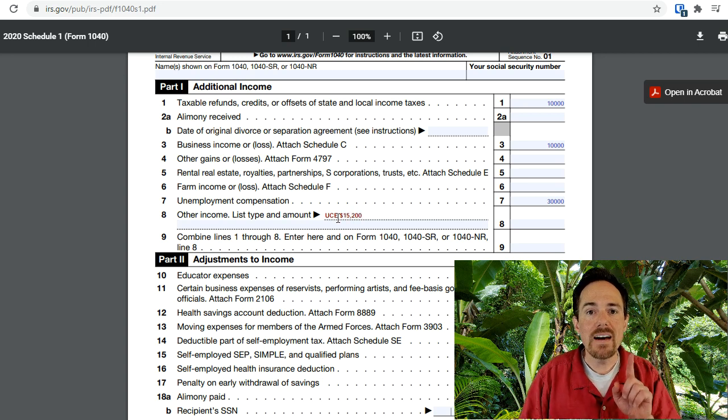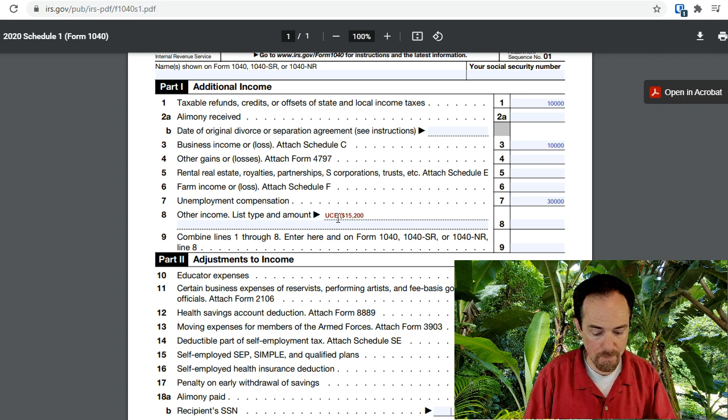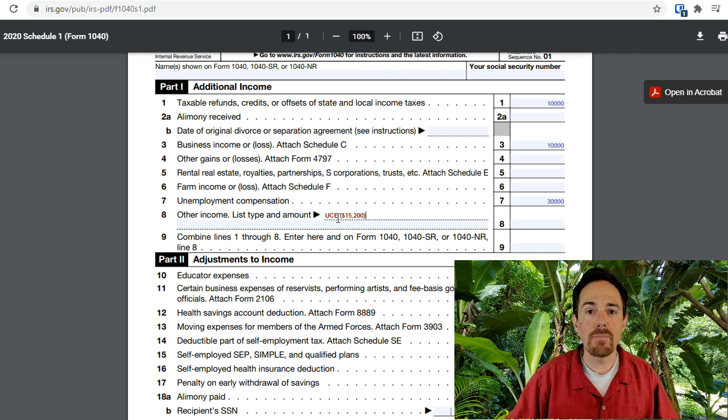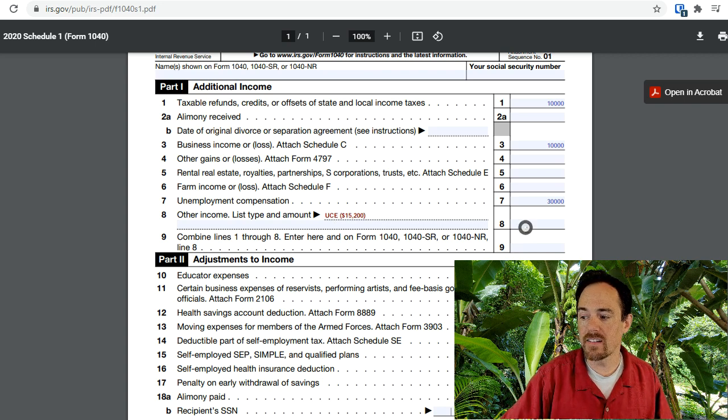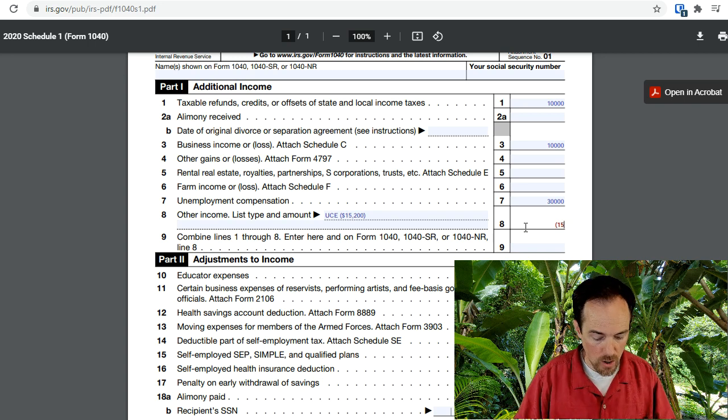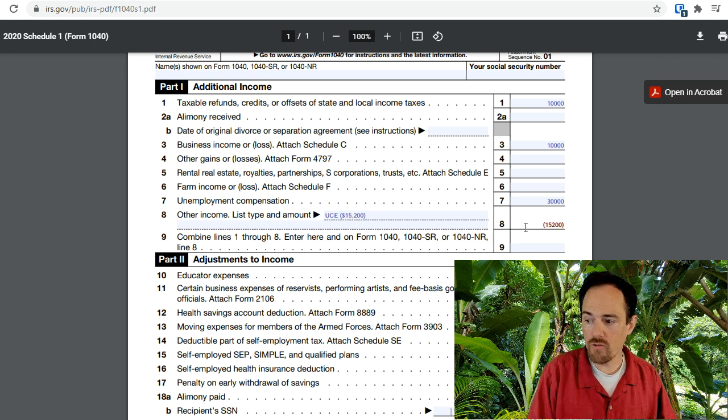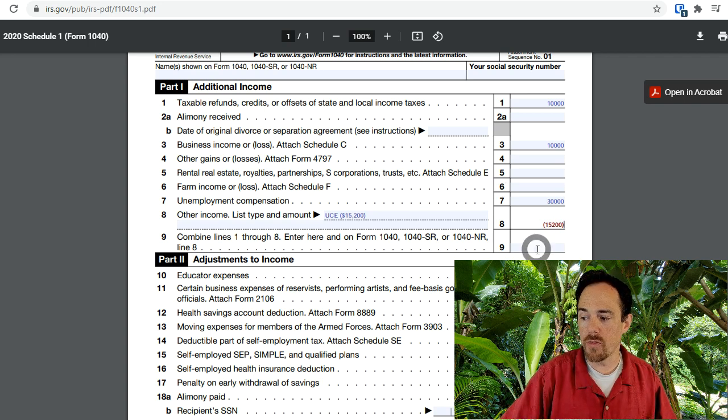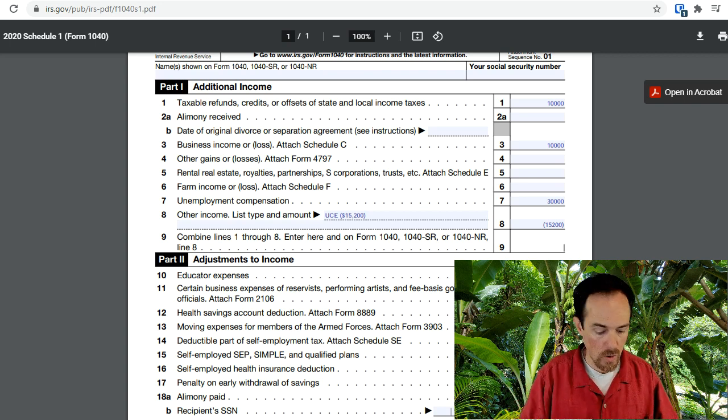Now, because we are subtracting this amount from the total, we can actually put this in parentheses like that. It means I'm taking away $15,200. I'm excluding it or deducting it. And we will do the same thing over here. We will subtract from our other income $15,200, and then we will combine lines 1 through 8 right here. So this 1 through 8 is $50,000 minus the $15,200, which leaves $34,800 as our additional income. And you'll note that now we've taken away $15,200 from our taxable income.